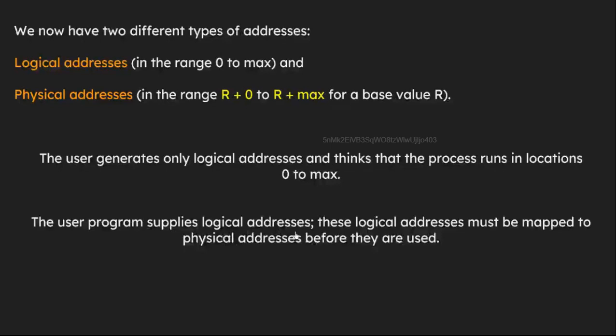The user program supplies a logical address, and these logical addresses must be mapped to physical addresses before they are used. This is done by the memory management unit. So this is how logical addresses are converted to physical addresses. We studied logical addresses and physical addresses. We also studied logical address space and physical address space, and we saw how these addresses are mapped to each other and how logical addresses are converted to physical addresses.